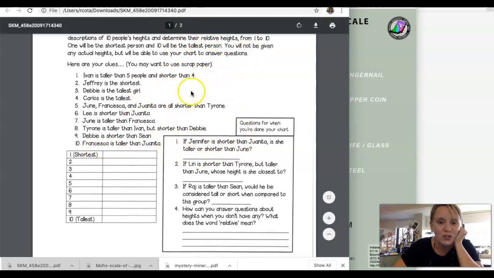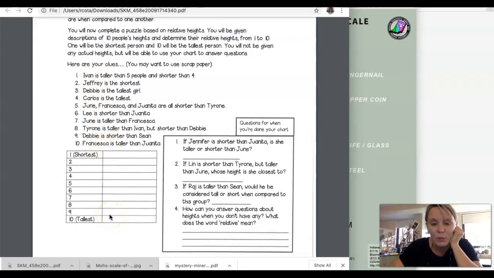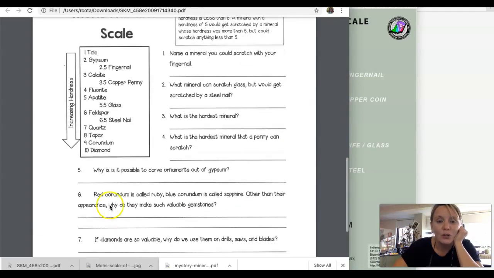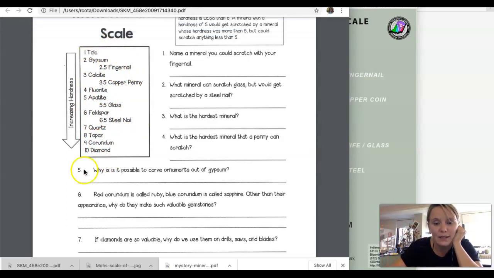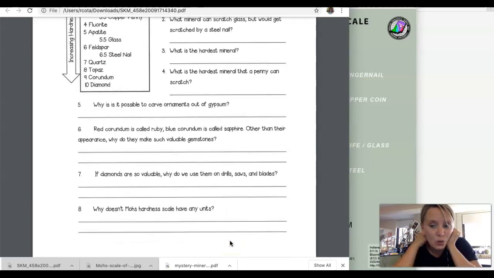Okay, so this first page is just kind of for fun. It's talking about 10 different kids and their heights, and you're putting them in order of heights. Same idea. It's kind of just to warm up your brain for the next page where you are going to kind of organize this Mohs scale and some minerals in order of hardness in your head. Okay, and then answer the questions below. And we'll have this due on Monday.